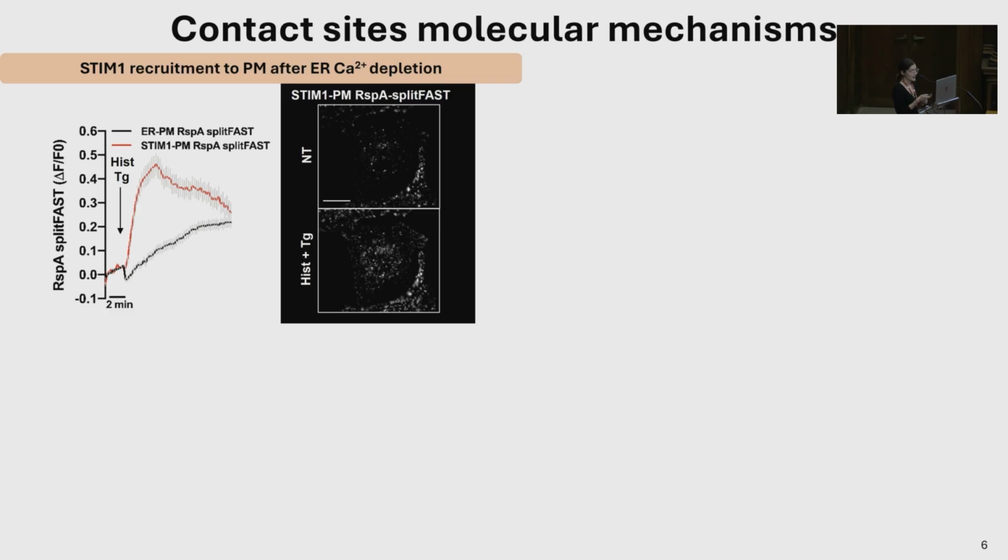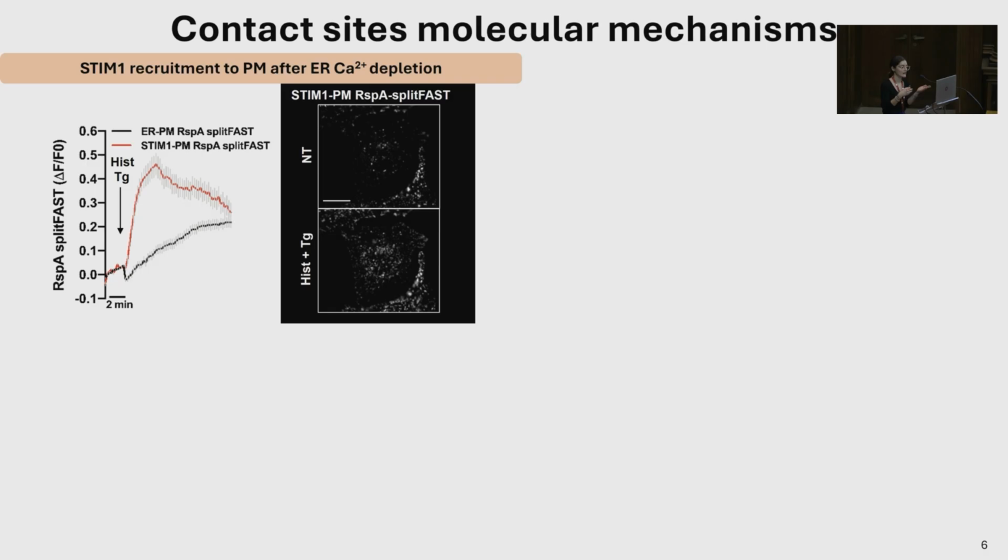By targeting a portion of the probe to the ER and the other to the plasma membrane, we saw the increase in contact sites upon ER calcium depletion. We also targeted one portion to STIM1 and one portion to the plasma membrane, and we were able to see that STIM1 approaching the plasma membrane occurs before the increase in ER-plasma membrane contacts.